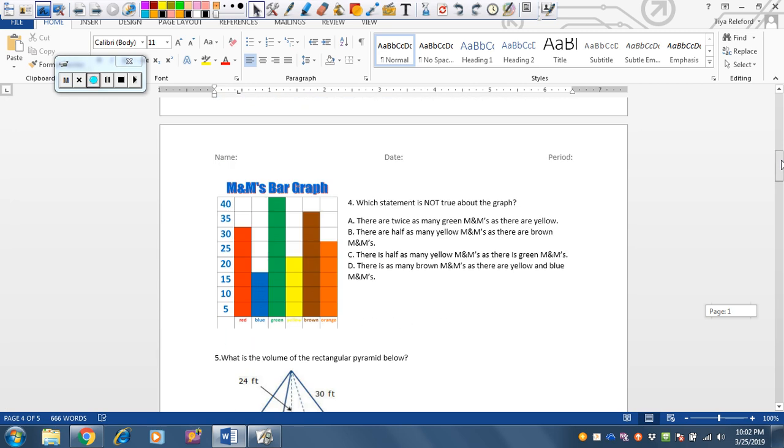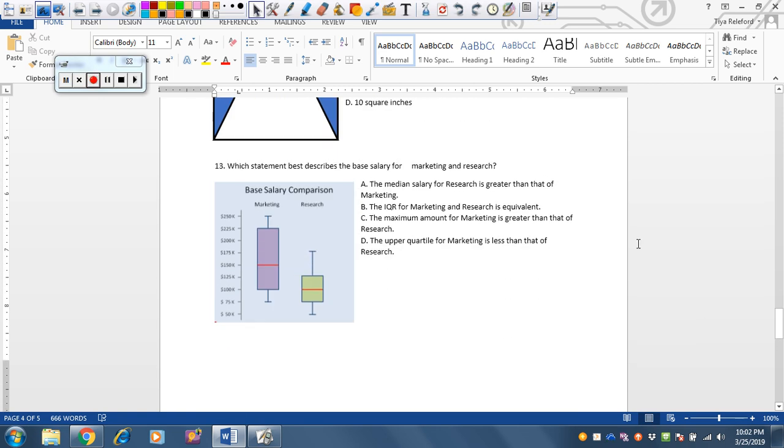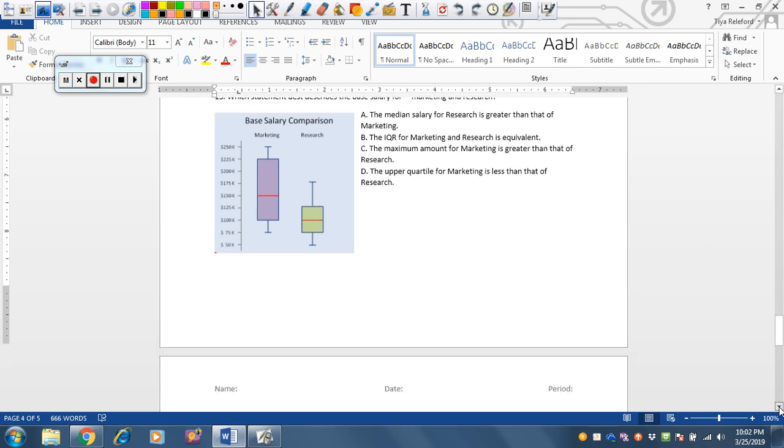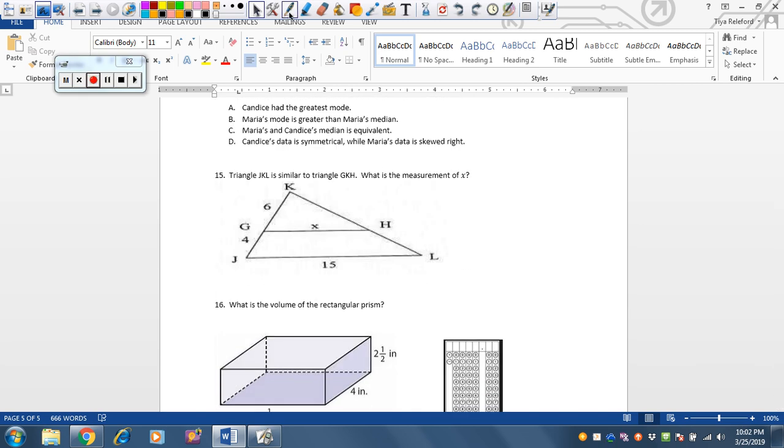Number 12 is just like number 2. It's just up and down. Looks a little different because it's sideways. So if you need help with number 13, you need to go back to number 2. Number 14 is just like number 12. Number 15 is just like number 1.